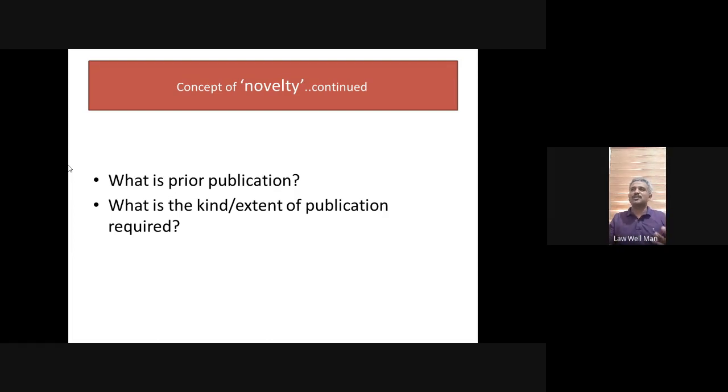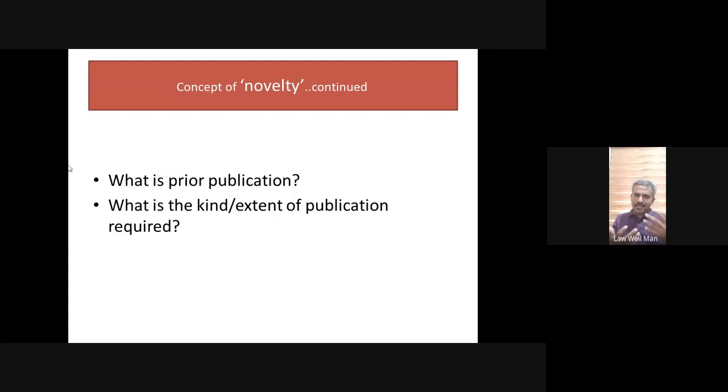If that information has come out in the open, if it is published in the newspaper, will that defeat the requirement of novelty? Will that defeat the requirement of novelty? That's a question.